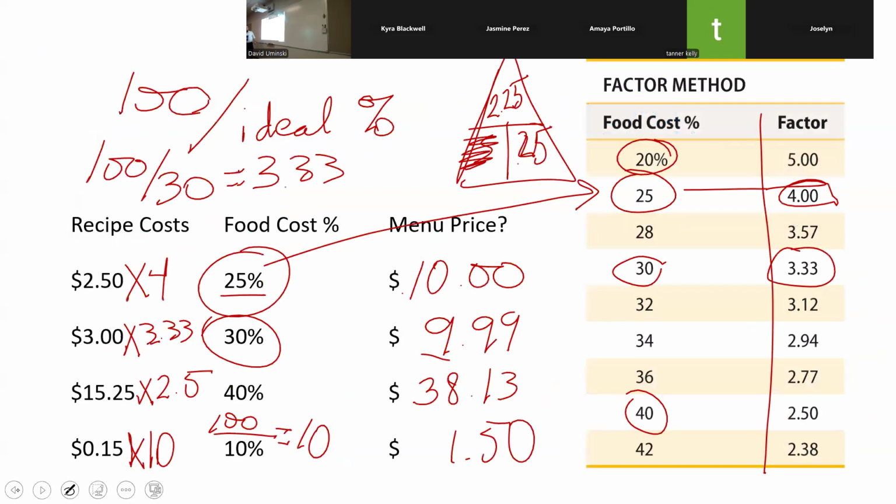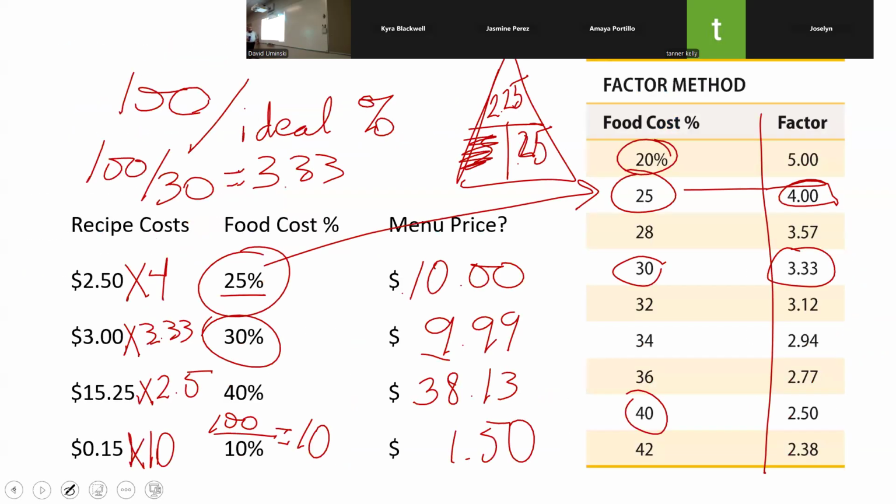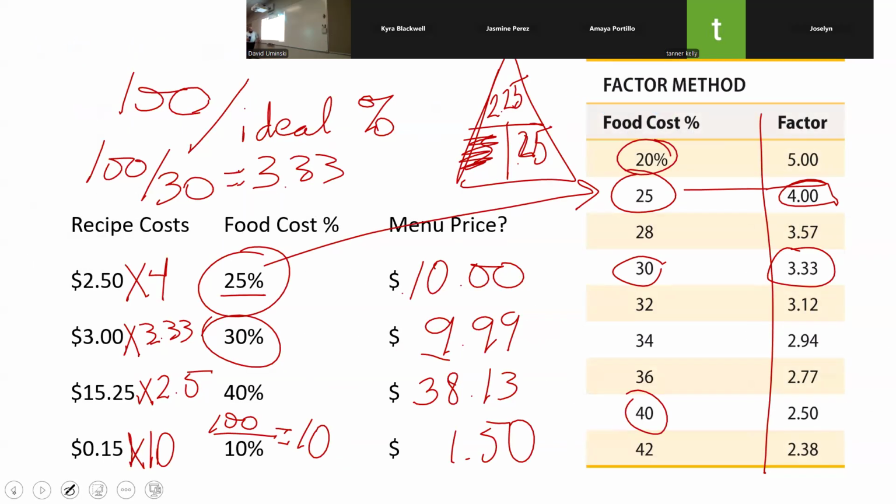Take a look at these numbers compared to these numbers. Which two, 1, 2, 3, 4, which two are the most drastic in price? Which two are the most drastic? The first. The third. 15.